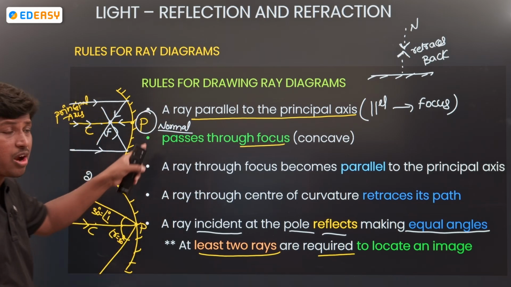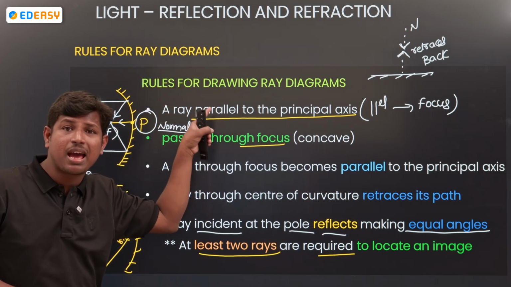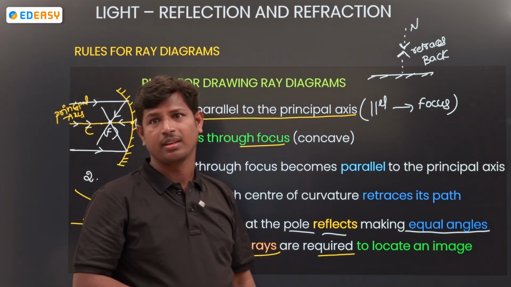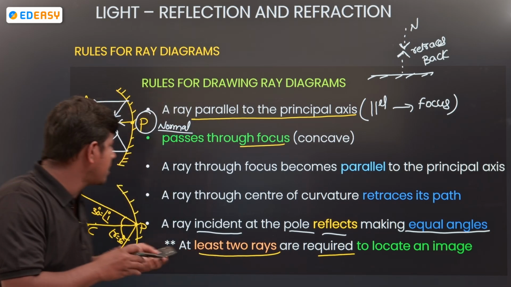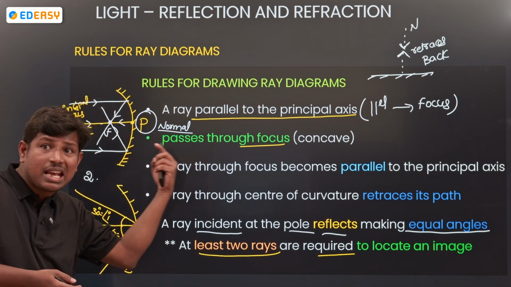Remember the points again. First one is what? Parallel. If a light ray is parallel, after striking the surface, it passes through the focus. And if any light ray passes through the principal axis, what happens? It retraces back.